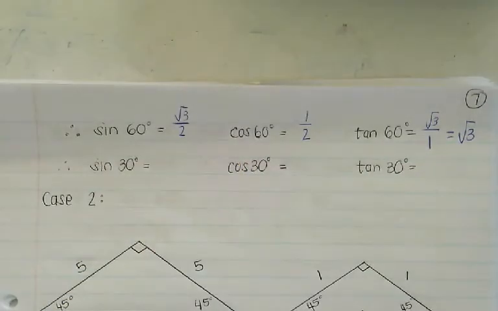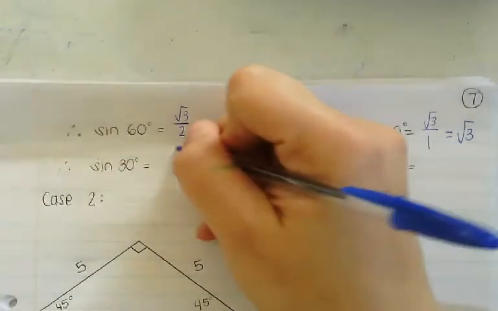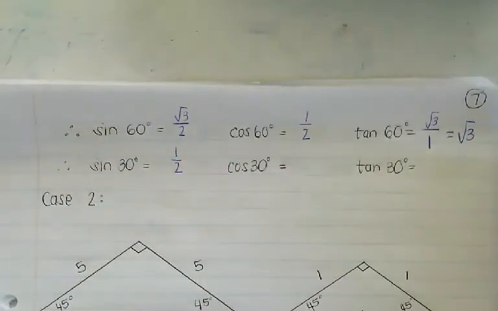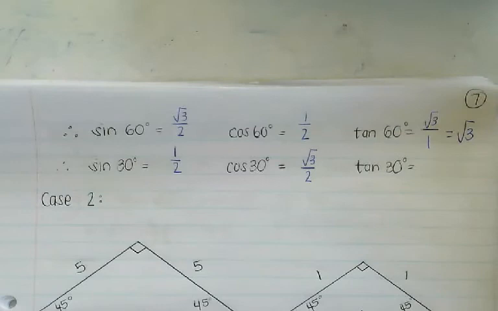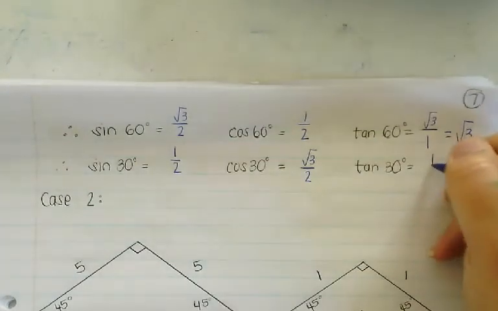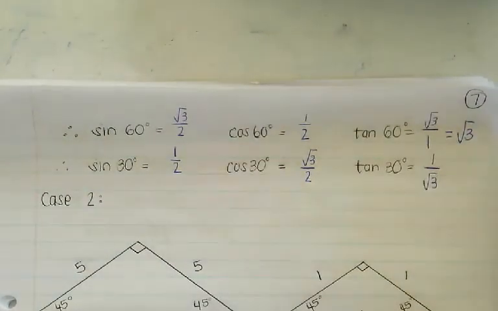Sine 30 will always be 1/2. Cos 30 will always be square root 3 over 2. And tan 30 will always be 1 over square root 3.